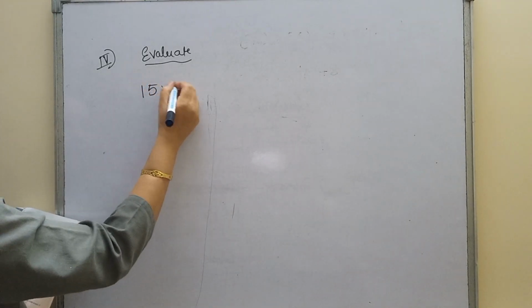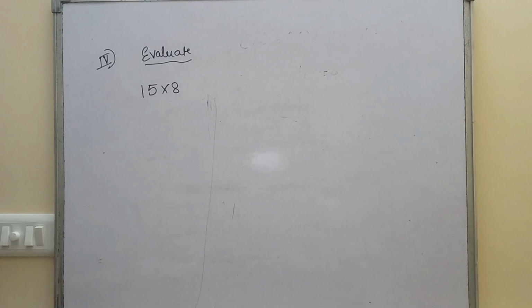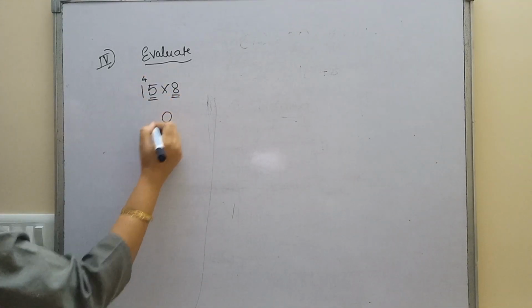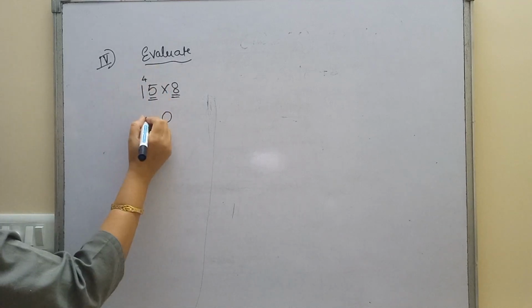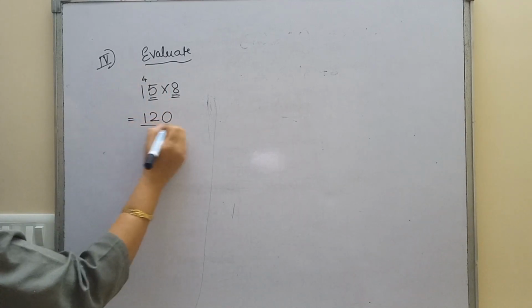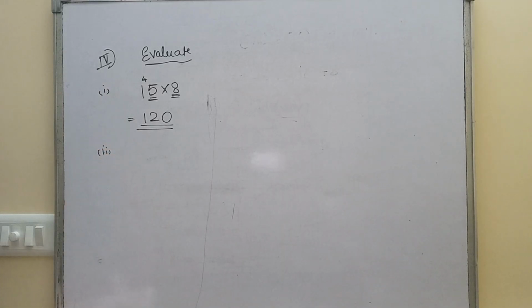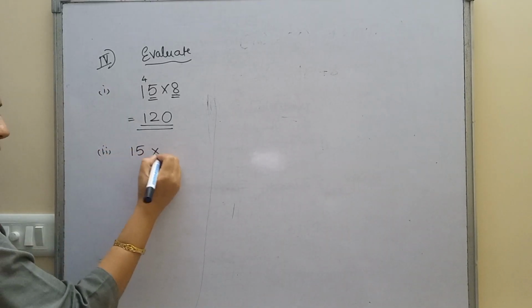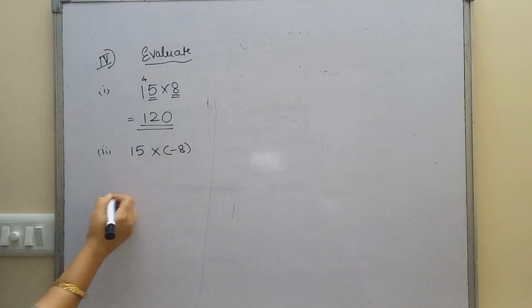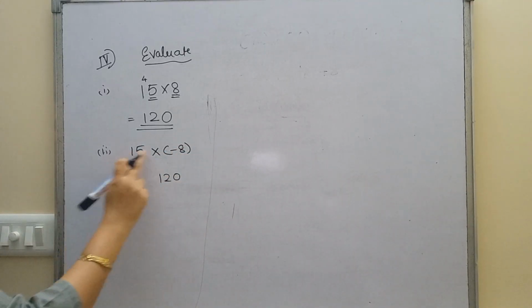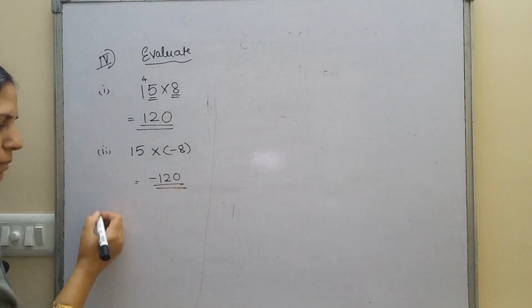15 multiplied by 8. So what should 15 eights be? I'll tell you. There are various ways to multiply it, but my way is 8 fives are 40, 8 ones are 8, 8 plus 4, 12. This is one. The second one they have asked is 15 multiplied by minus 8. So again 15 eights are 120. Already we have done that. Plus minus minus, here minus will come.